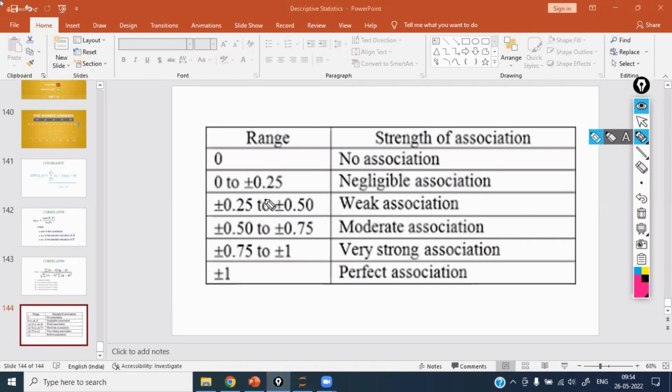This we used to call as follows. If the value is plus or minus 1, it is called perfect correlation. If the value lies between 0.75 and 1, it is called very strong correlation. If it lies between 0.5 and 0.75, it is moderate correlation. Between 0.25 and 0.5, it is weak correlation. If the value is less than 0.25, it is negligible. If the value is 0, there is no correlation.